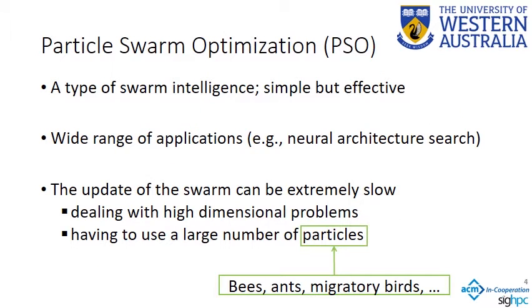Particle swarm optimization is a type of swarm intelligence algorithm and is simple but effective, and it has a wide range of applications. Basically, it can be used in any search problem, for example, the search for neural architectures. The update of the swarm, which is one step in the PSO algorithm, can be extremely slow, especially when we are dealing with high dimensional problems or a large number of particles. Here particles can be bees, ants, etc.